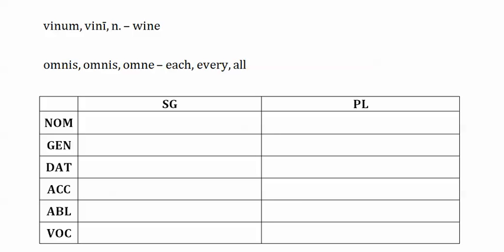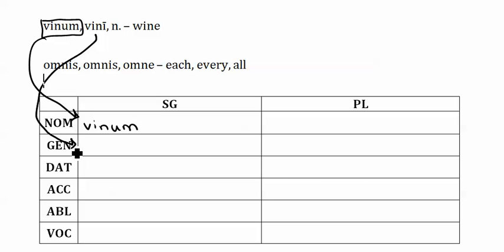Okay, I'm about to decline vinum, vini, neuter, with the adjective omnis, omnis, omne. I'm going to start with my noun. Very first step, I want to copy my dictionary definition onto my chart. The first form is the nominative singular, so I can put vinum right in that box. The second form is the genitive singular, so I can put that right underneath it, vini.